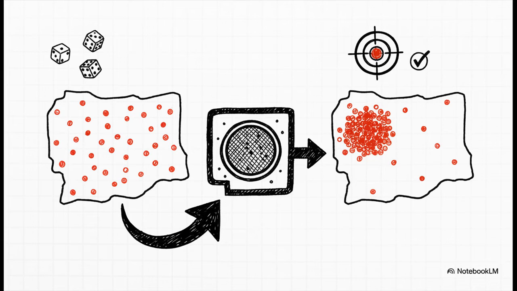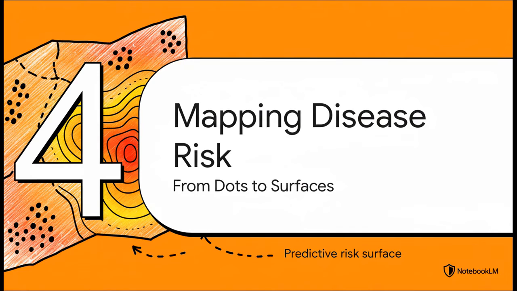A common method is Monte Carlo randomization, where we basically tell a computer to shuffle our data 1,000 times and see how often a cluster that intense would pop up just by pure chance. Only if it's super rare do we say, okay, this is a statistically significant hotspot. This is real.